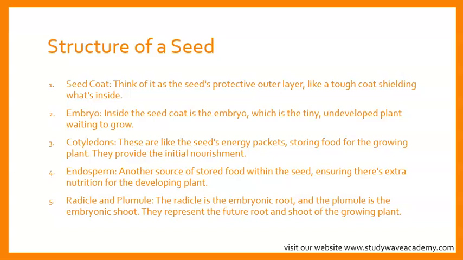The structure of a seed consists of the seed coat, embryo, cotyledons, endosperm, and radicle and plumule. Okay? Do you understand? So in essence, the seed has a protective coat, a baby plant inside with stored food in cotyledons and endosperm, and the beginning of roots and shoots ready to unfold. It's a complete package for the plant's early development. Do you understand that?